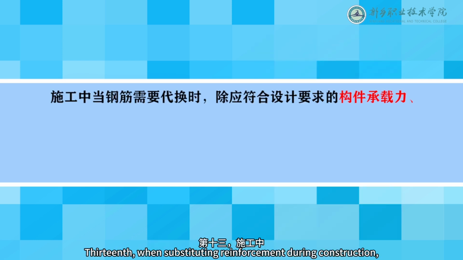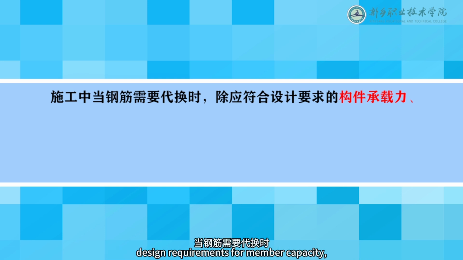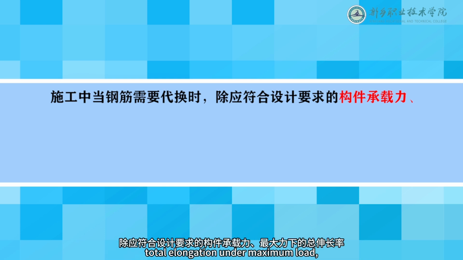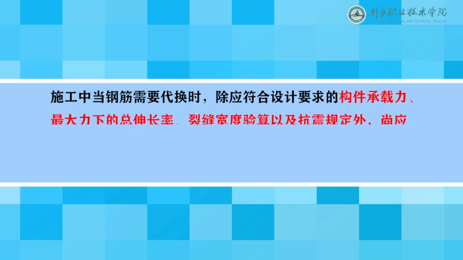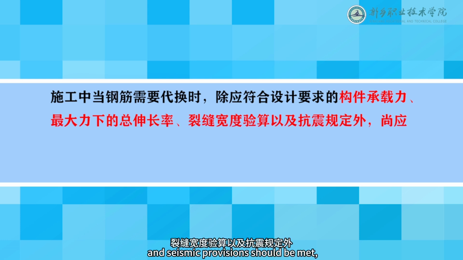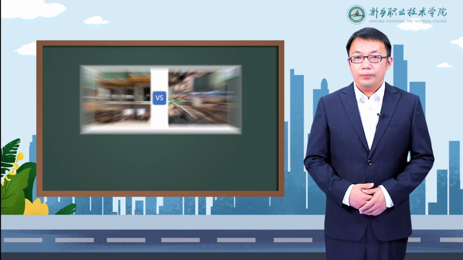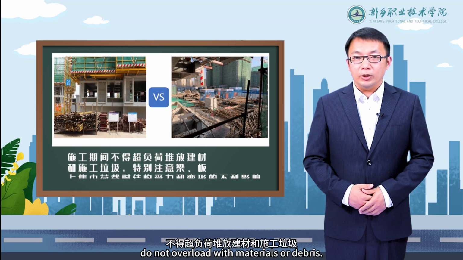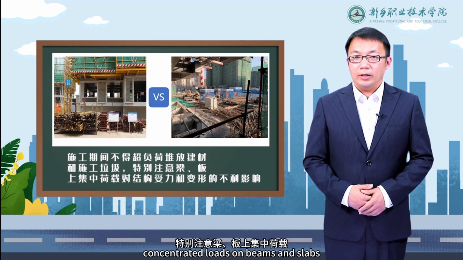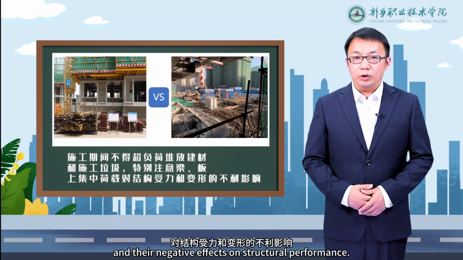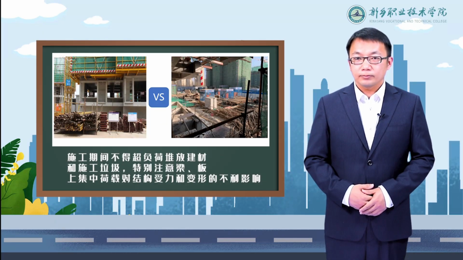13th, when substituting reinforcement during construction, design requirements for member capacity, total elongation under maximum load, crack width verification, and seismic provisions should be met, and also meet detailing requirements such as minimum reinforcement ratio, rebar spacing, cover thickness, anchorage length, splice percentage, and lap length. 14th, during construction, do not overload with materials or debris. Pay special attention to concentrated loads on beams and slabs and their negative effects on structural performance.